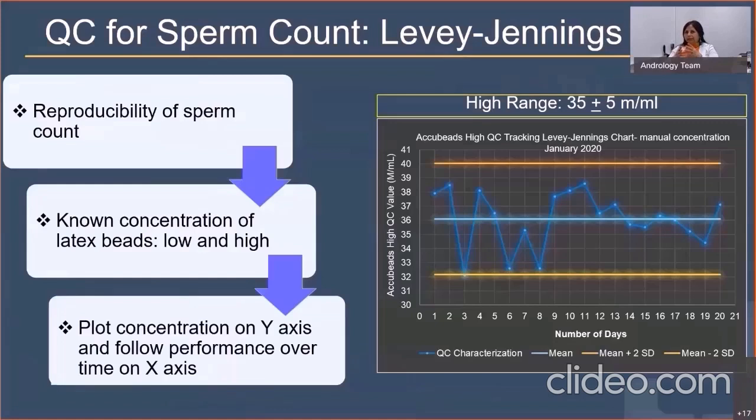On the right side, I've provided an example from the Andrology lab at the Cleveland Clinic of a Levey-Jennings chart. What is plotted in this chart is the AccuBeads high value on the y-axis, and each day of testing on the x-axis. The mean is calculated, which is the blue line, and the yellow lines indicate plus minus 2 standard deviations. On each day of testing, the concentration values for the high quality control beads are within plus minus 2 standard deviations, indicating the lab process is working well and there are no definite deviations.